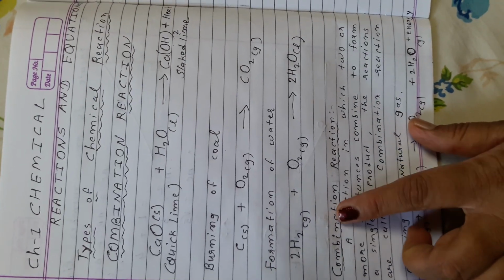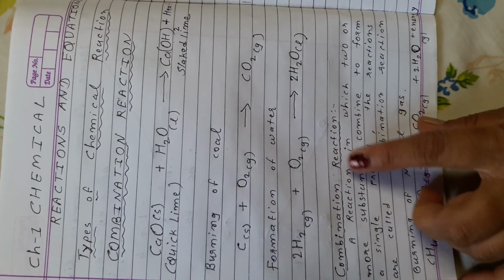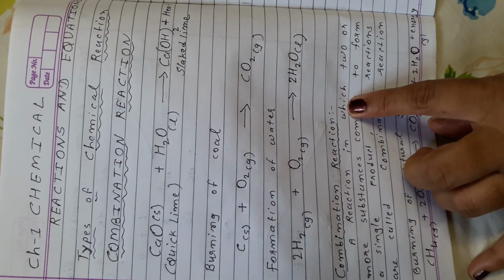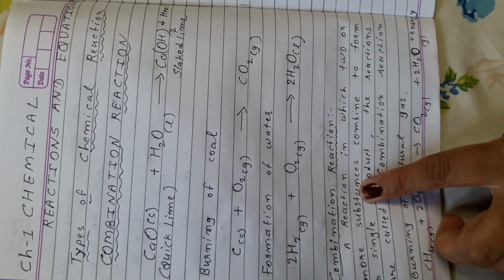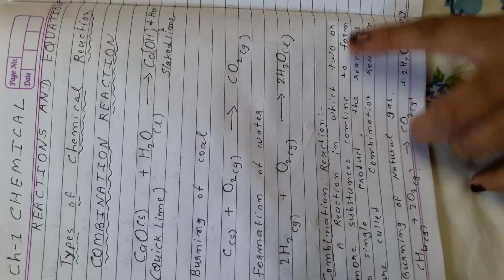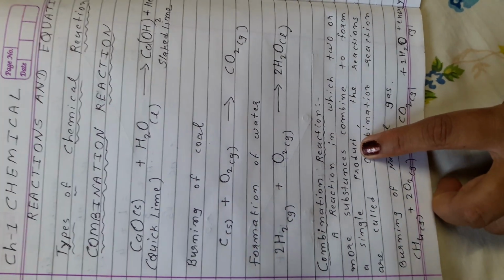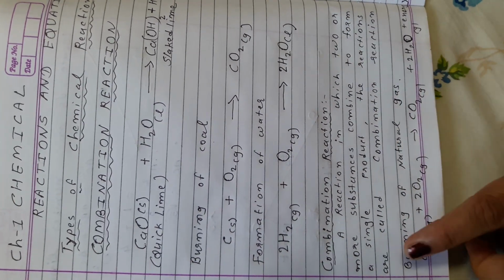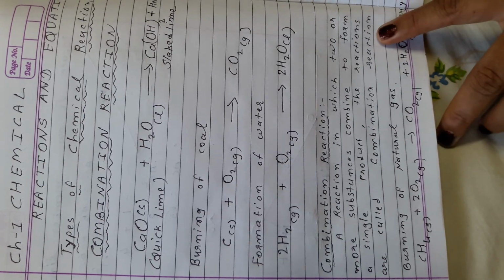Okay, so what is a combination reaction? A reaction in which two or more substances combine to form a single product. These reactions are called combination reactions.